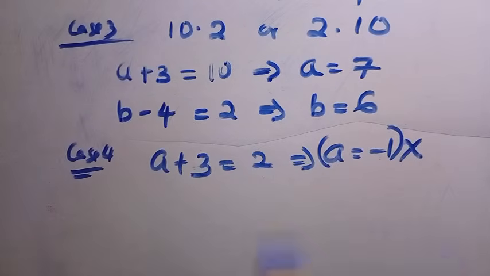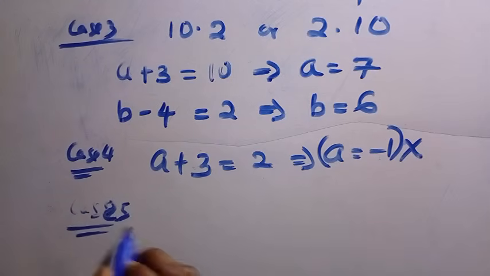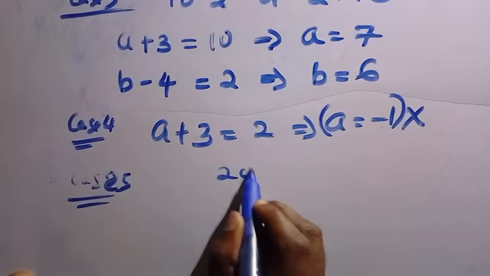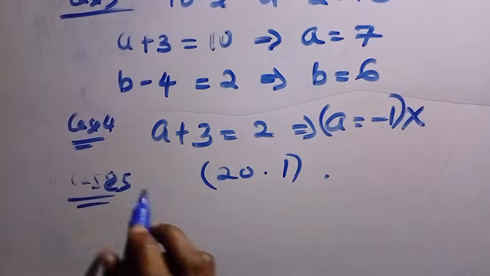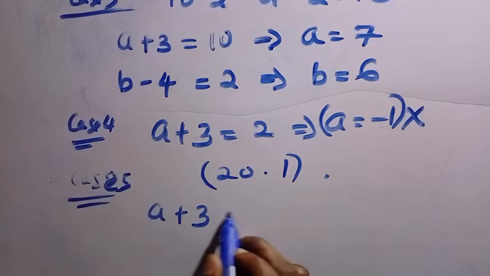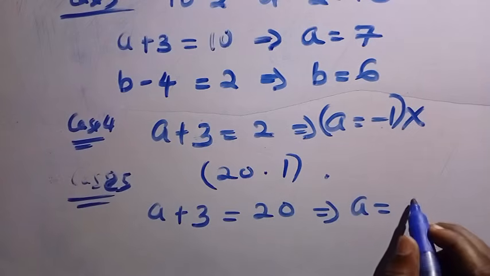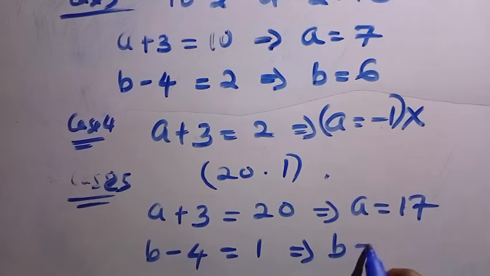Again, we consider the last part, which is case 5, where we have 20 multiplied by 1. By substituting, we have A + 3 = 20. This implies that A equals 17. Then we have B - 4 = 1, which implies that B equals 5. So these are all the solutions that we got.